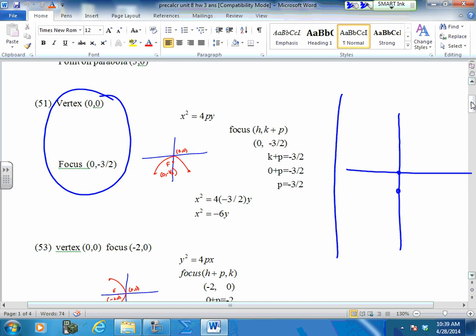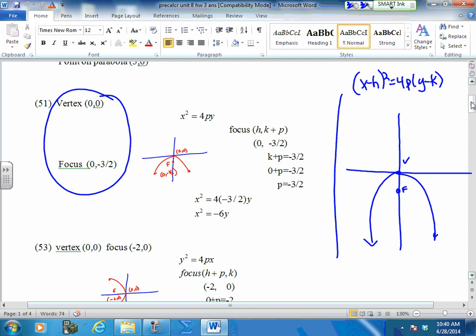So where does this have to open? Down. Your focus has to be inside your parabola. So right away I'm opening down. I'm using the x squared version. I have to know these because it's opening up or down, so I'm an x squared.